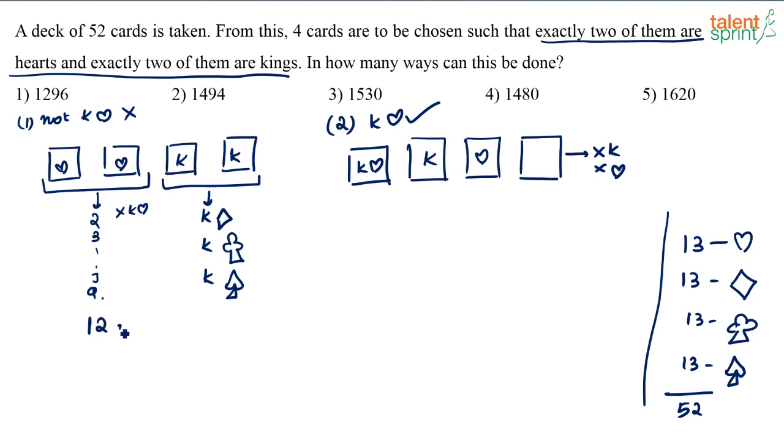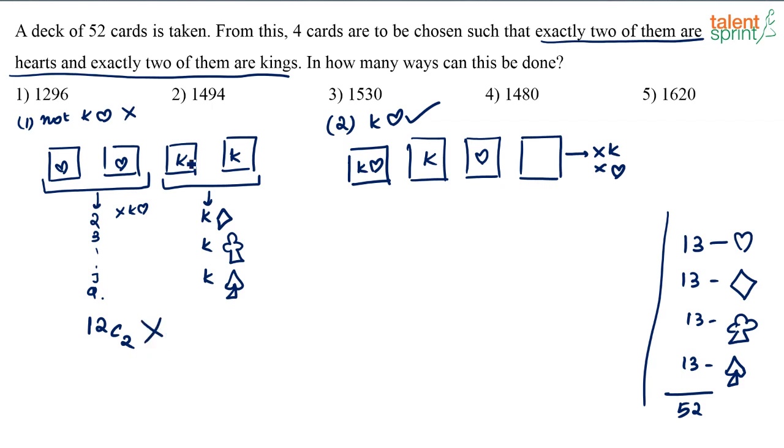I can select it in 12C2 ways, right? See, out of these 13 heart cards, I am removing the King of Hearts. So now how many heart cards do I have left? 12. Out of these 12, I am taking any 2 cards. The King of Hearts is not at all included in this case. So now I have only 12 heart cards, out of which I have to select 2 heart cards. That can be done in 12C2 ways.